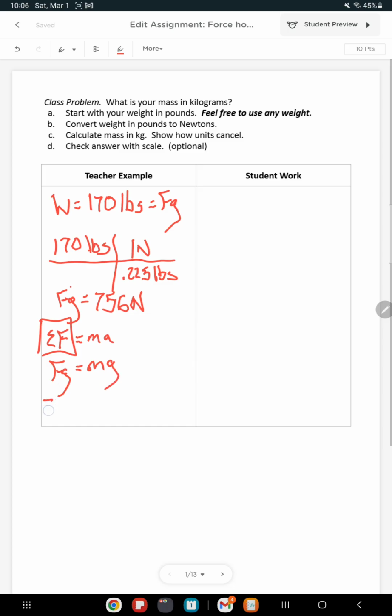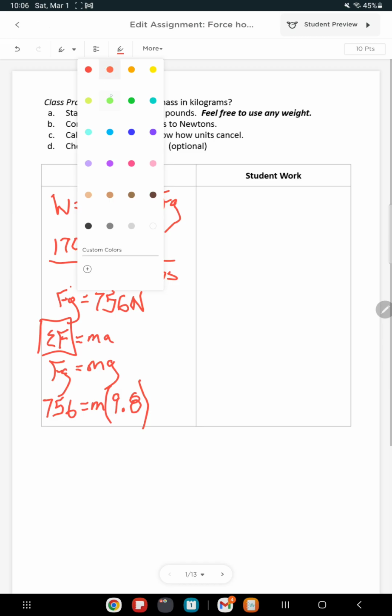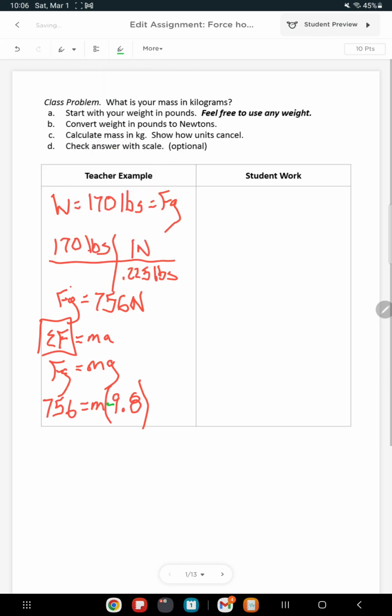So if I take my 756 and set it equal to m times 9.8, now here's where we need to be careful. Gravity we define as down, so we are going to make that negative, which would give us a negative mass, which can't happen. Mass is how much stuff makes you up. It's not negative. It doesn't have anything to do with direction. But your weight, the gravitational force, does. You are getting pulled down by gravity, so this 756 is also negative.